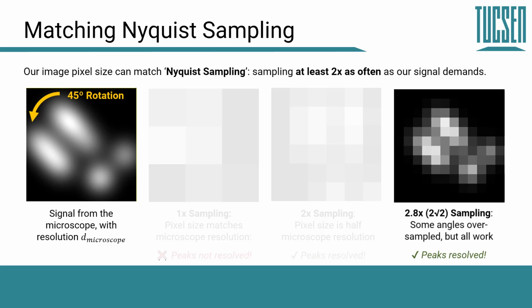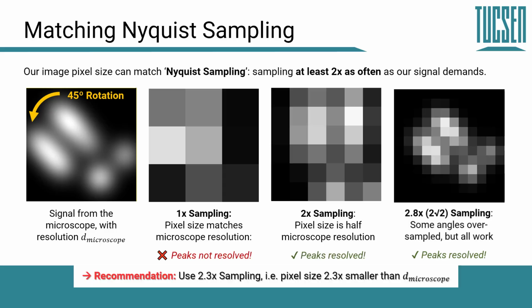So if we go to 2.8 times sampling, where our imaging pixel size is 2.8 times smaller than the resolution of our microscope, we will cover all bases. However, there is, of course, this trade-off with decreasing sensitivity with smaller pixel size. So usually there's some degree of trade-off where we don't push it all the way to 2.8, but we still do go slightly further than 2 times sampling.